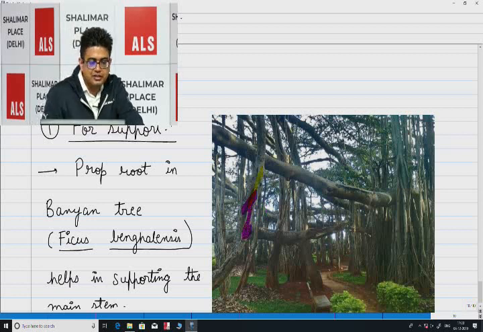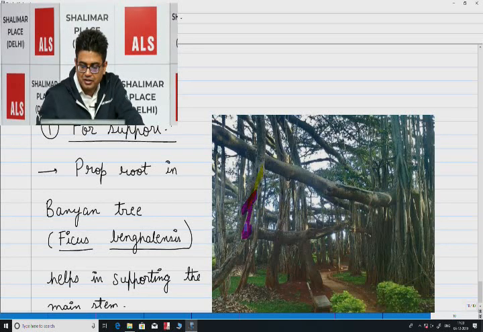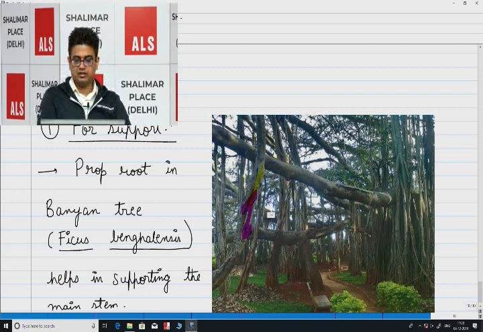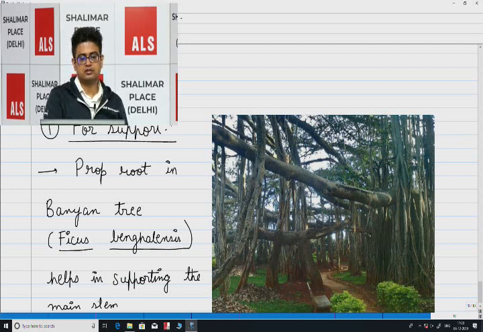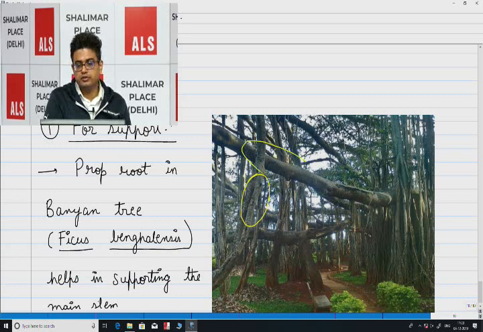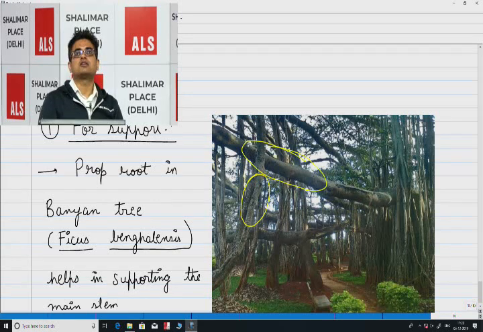So what should I take? I should take a darker color maybe, but then it will not look very good. Okay, it's fine. So let me take this part. Yeah. So these are the prop roots. Where are they arising from? They are arising from these parts. I hope this is visible to everybody.